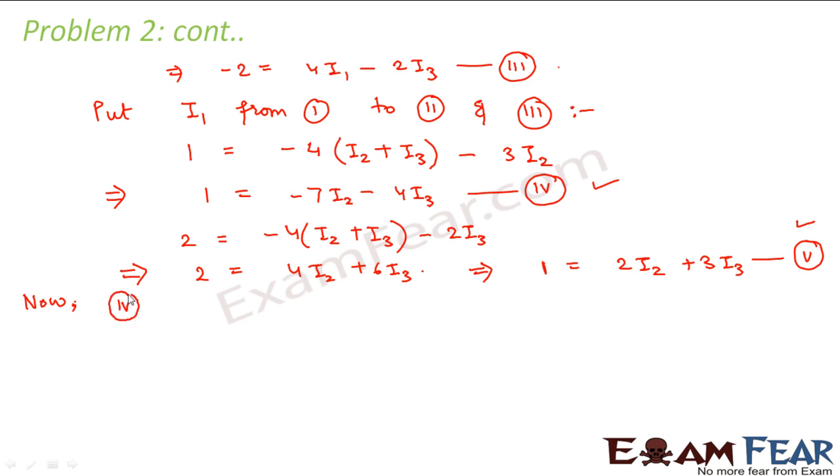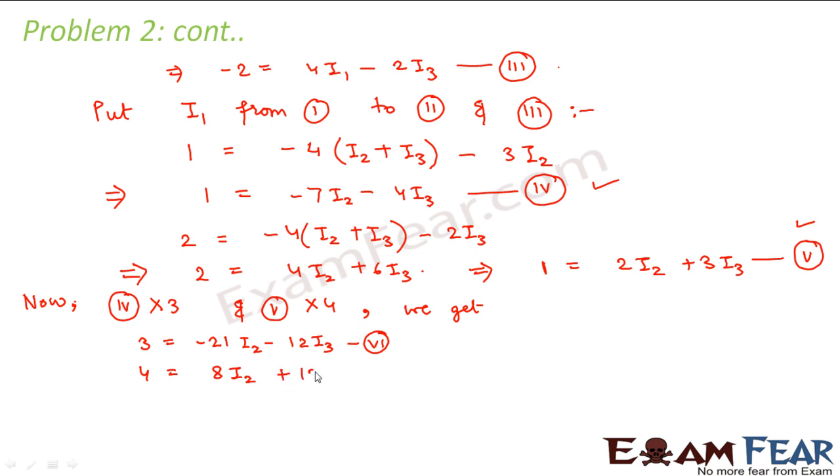So now we multiply equation 4 by 3 and equation 5 by 4. So what do we get? We get 3 is equal to minus 21 I2 minus 12 I3. This is equation 6. And we get 4 is equal to 8 I2 plus 12 I3. This is equation 7.